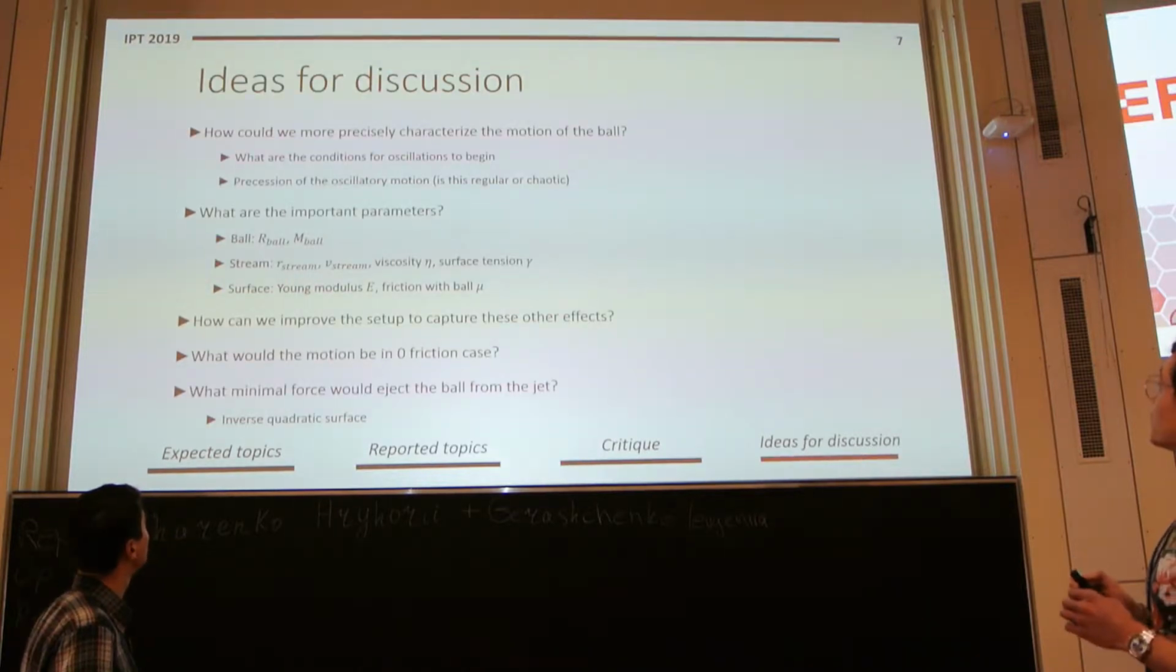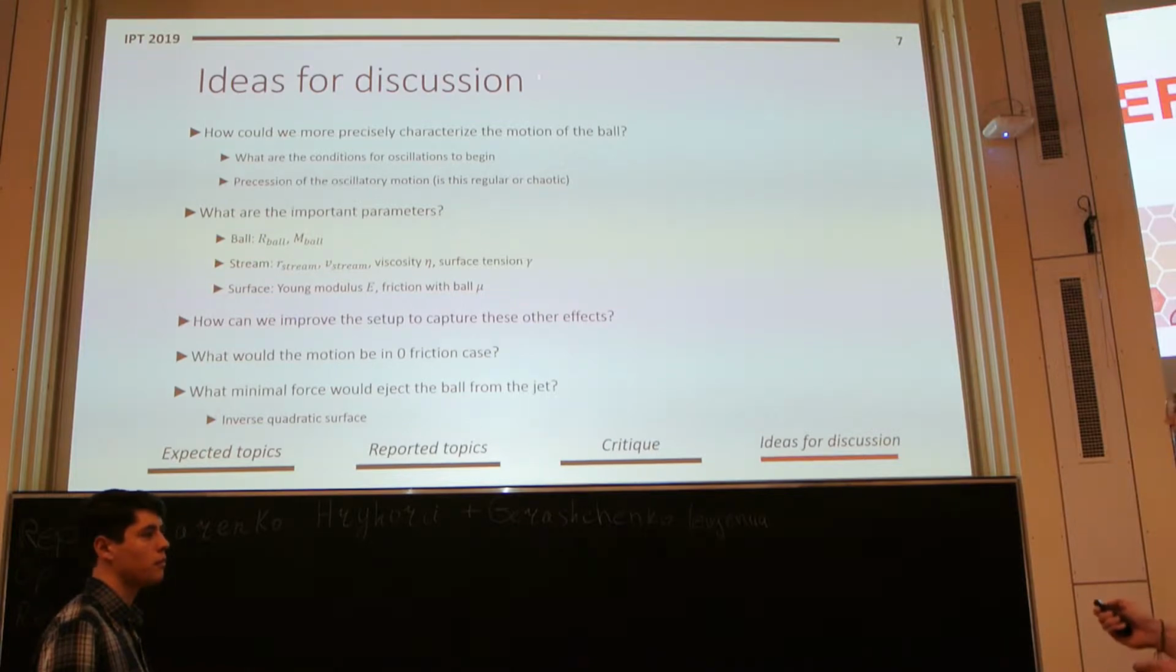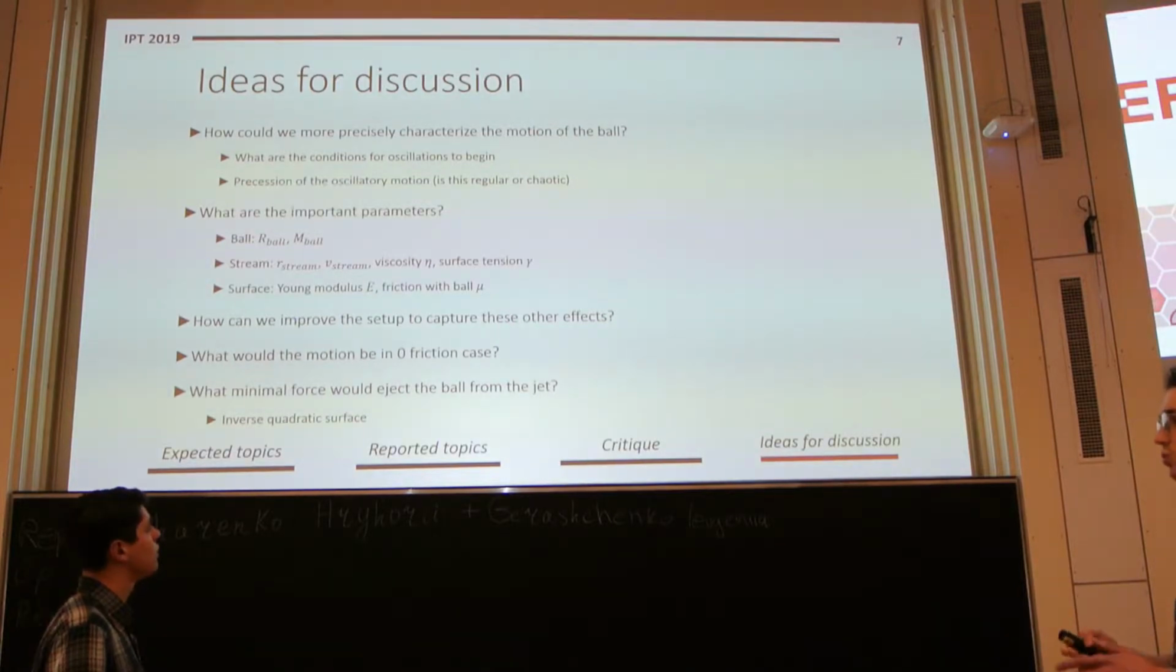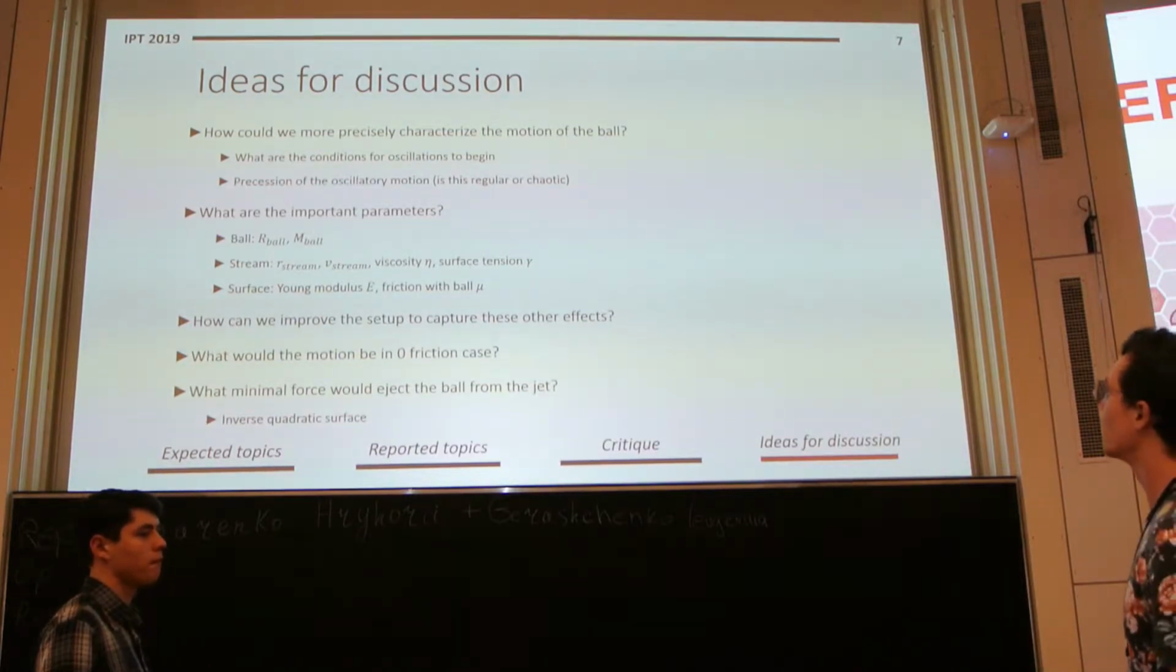So perhaps first we could go through, okay, what do we need for these oscillations to begin? You guys went through damping motion and self-sustaining motion, but okay, what do we need to actually see oscillations? Then perhaps we could talk about the precession of the oscillatory motion in the 2D plane. To what extent did this matter? Why didn't you study it? Was it just not available at the timescales you were studying?